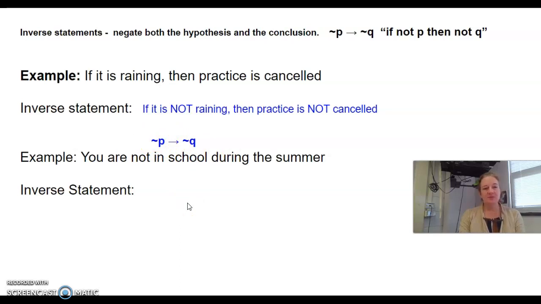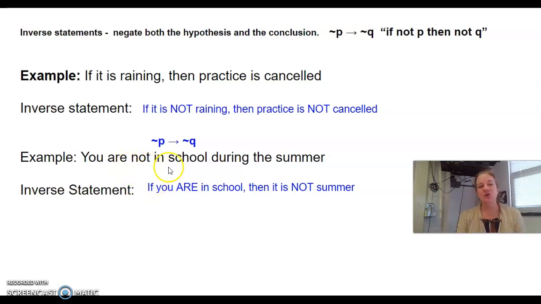Okay? The next example, you are not in school during the summer. So first I have to turn this into a conditional statement. If you are not in school, then it is summer. So then I'm going to negate it. If you are in school, wait, because this is a negative, when I negate a not, it says you are not not in school. That doesn't make any sense. So just like in math, remember if I have a negative times a negative, it turns into a positive. If I have a double negative in English, I'm not not in school, that means I am in school. The two nots cancel each other out. If you are in school, then it is not summer, because this is not saying not summer, it's positive.